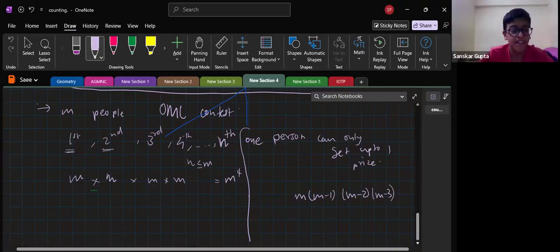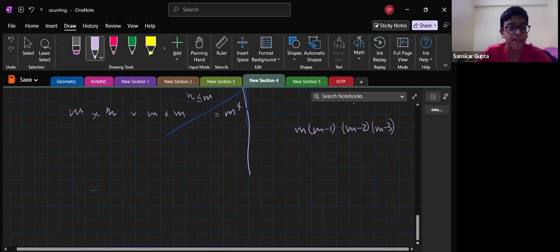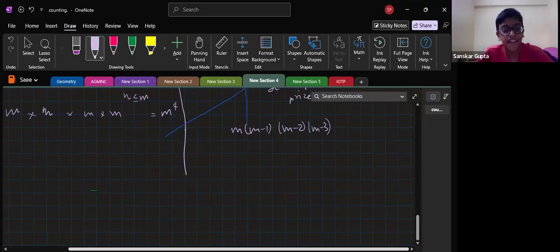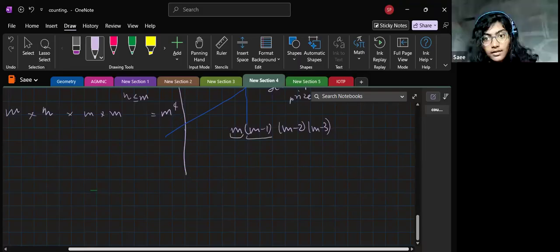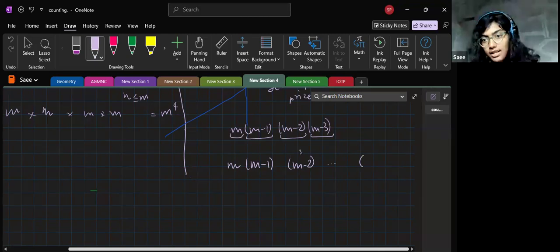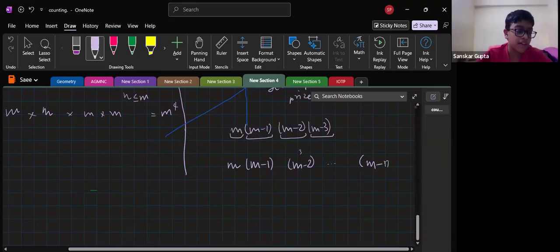So it's like just to get m minus n plus 1. Yes, so factorial here. You had four prizes to give, so you had four brackets. If you're going to have n prizes to give, you are going to have n brackets. So you go up till, the first bracket is m minus 0, the second bracket is m minus 1, the third bracket is m minus 2. So the nth bracket is m minus, what is it? m minus n plus 1.